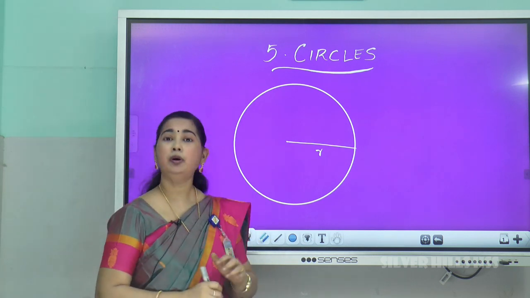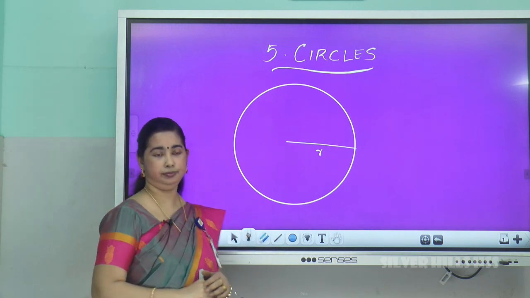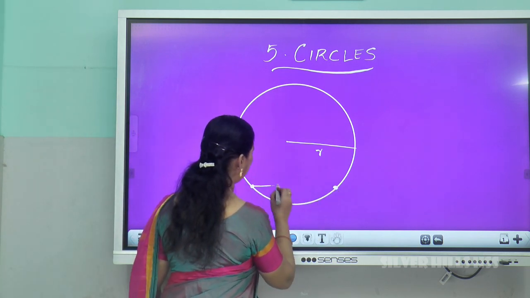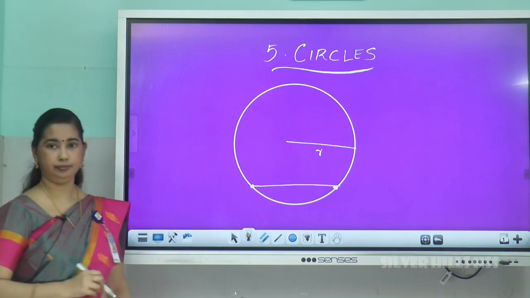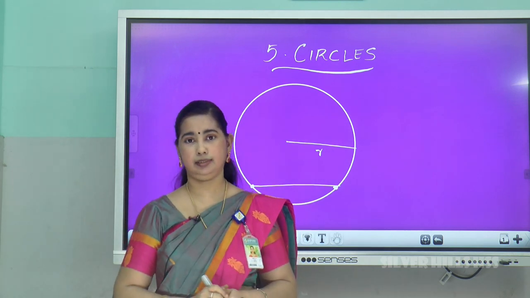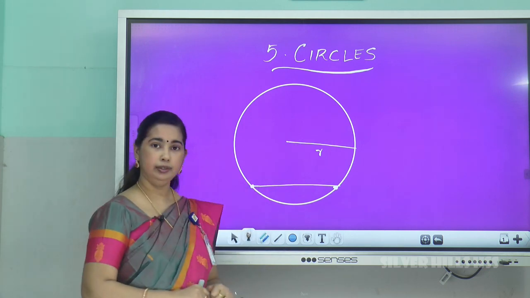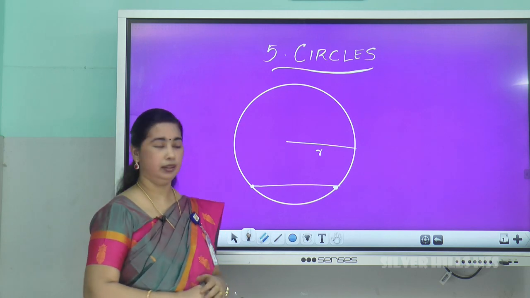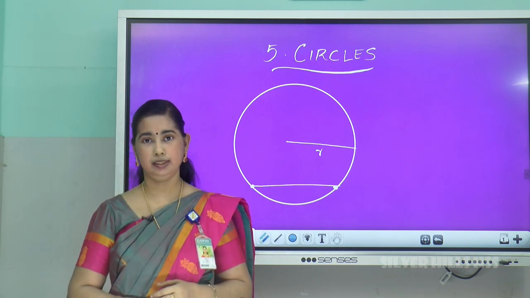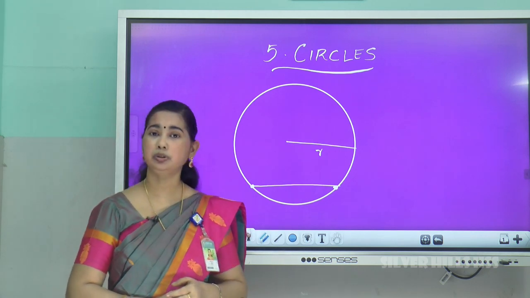The 2 points on the circle joined with a line is called a chord. So, chord means 2 points on a circle joined with a line, and a chord divides the circle into 2 segments. So, you should know what is a radius, what is a chord, and what are segments.